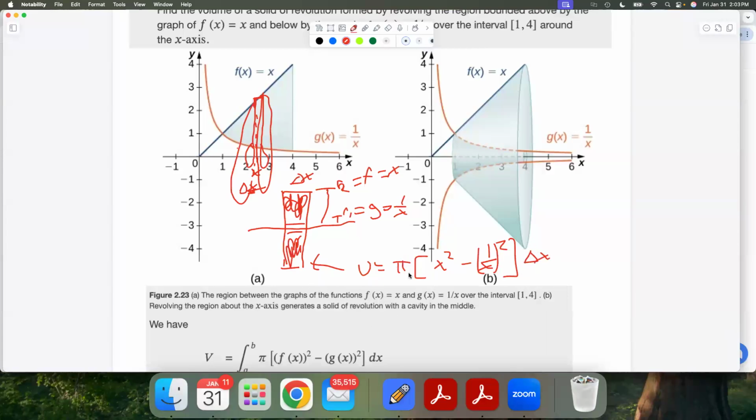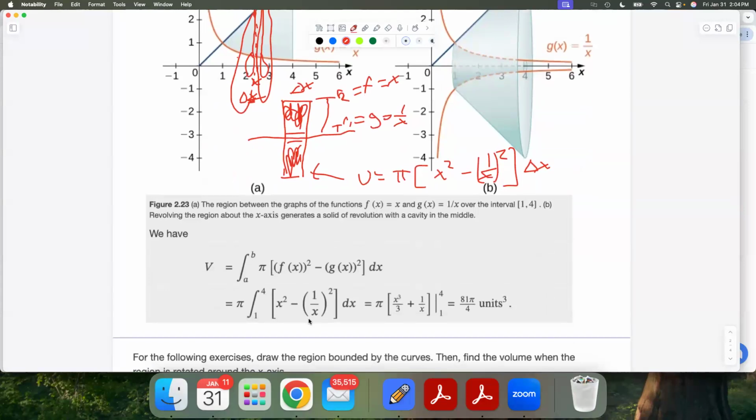And then we're just going to add all these up. So when we take the limit as delta x goes to 0, a sum is going to turn into an integral. We're going to get this formula. I'm not going to go through all the steps of actually doing the definite integral. My main goal in this video is teaching you how to set up the integral. So big radius minus small radius. Don't memorize, oh, it's f squared minus g squared, because f and g might change. Our radii could change.